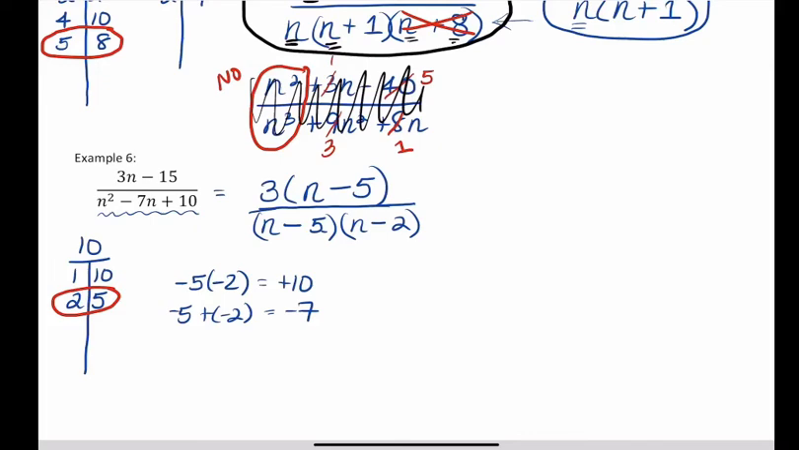Now notice we have everything factored in the numerator. Everything's been completely factored in the denominator. And now we're going to start looking for stuff that can cancel out. In this case, this n minus 5 will cancel with that n minus 5. And what's left is a single 3, a lone 3 in the numerator. And in the denominator, n minus 2, a binomial.